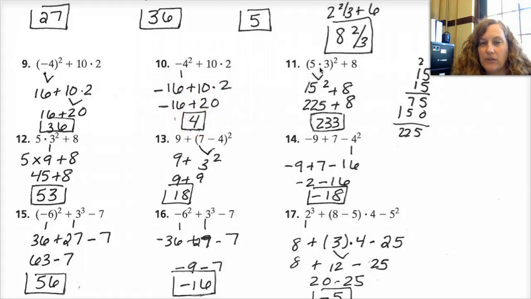Here, 5 times 3 squared is 15 squared plus 8. Over here on the side, 15 squared is 15 times 15, which is 225. 225 plus 8 is 233.